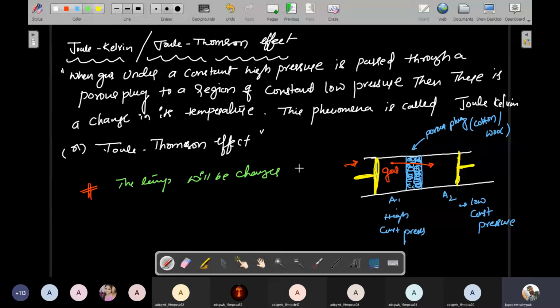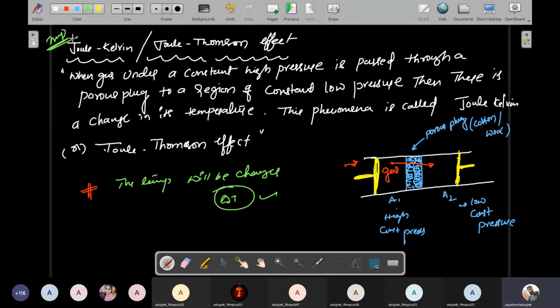Now I want to prove the expression of that changing temperature. That changing temperature is nothing but delta T. We can find the change in temperature of the gas by using this experiment. That is the important experiment, the Joule-Kelvin effect, also Joule-Thomson. It is very important, so please note everybody.